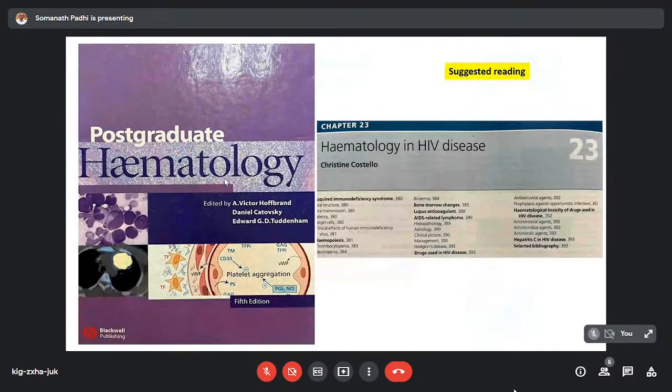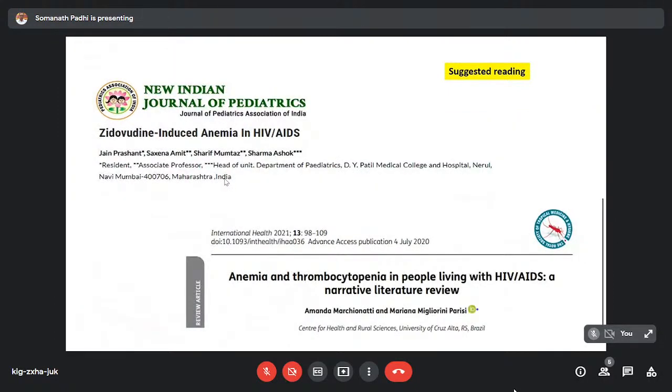So I love reading this textbook, Postgraduate Haematology by Hoffbrand, Catovsky, and Tuddenham. This is the 5th edition. What I want to highlight here is that after this edition, when the 6th edition came, this particular chapter was very much minimized. So those who are interested to read about the hematological aspects of HIV disease, this textbook, and that too the 5th edition 2005, is beautiful; Christine Costello has beautifully depicted these different aspects of HIV and hematology. And also these are my further suggested reading: on zidovudine, this is a recent article in the Indian Journal of Pediatrics, zidovudine induced anemia in HIV AIDS.